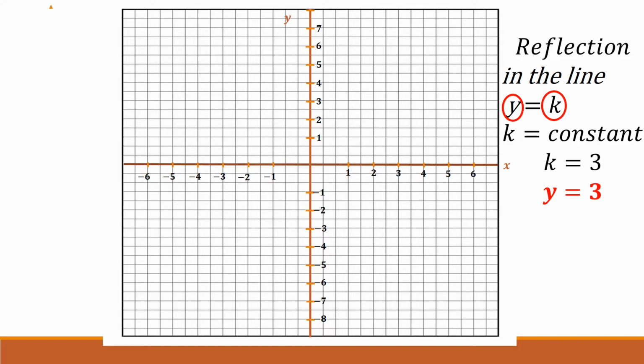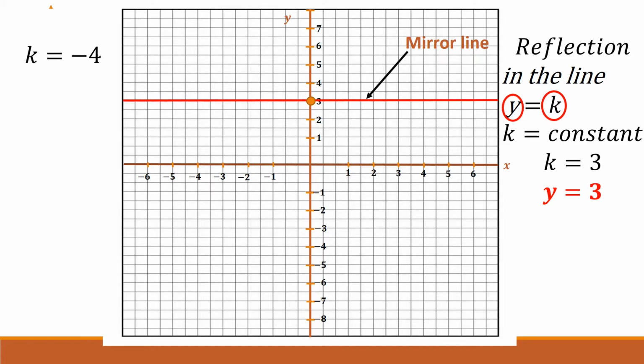So quickly on my graph sheet, I just move to the y-axis and identify the point 3. Remember, it is a positive number. So that is the point 3 on the y-axis. And this time around, we are going to draw a line through the point 3. So this is how it appears. Anytime I'm dealing with reflection in the line y equals k, the mirror line appears horizontally, because it is cutting the y-axis.